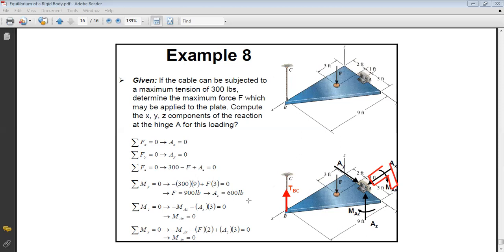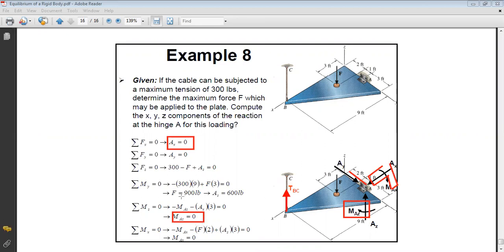This is why I do minus AX times which distance? The distance to Z is 1 plus 2, which is 3. So minus AX times 3. And don't forget to add the couple moment in Z, which is plus MAZ, equals 0. But since AX is 0, because from the sum of forces in X equals 0 you have AX equals 0, you deduce that MAZ is 0.